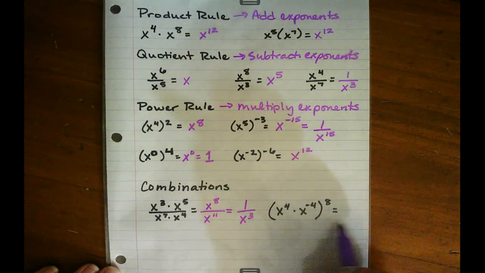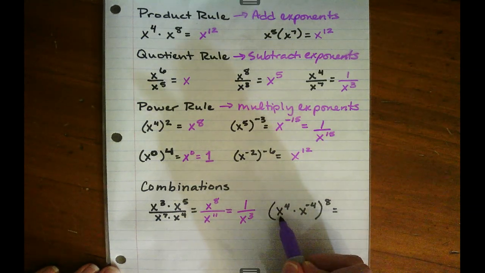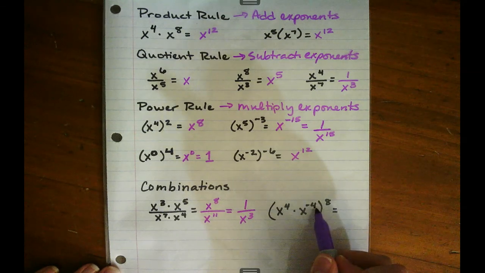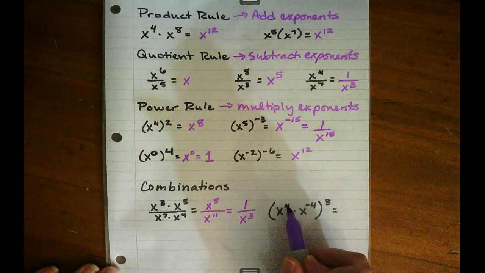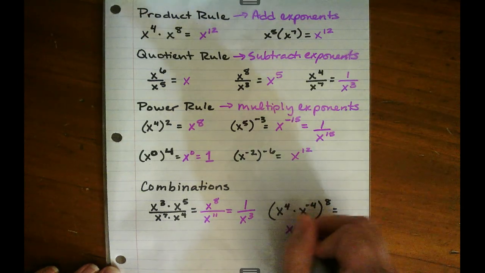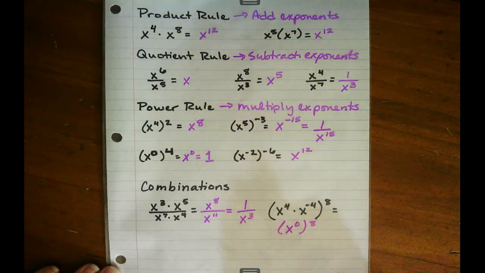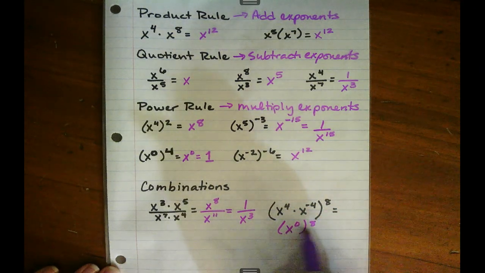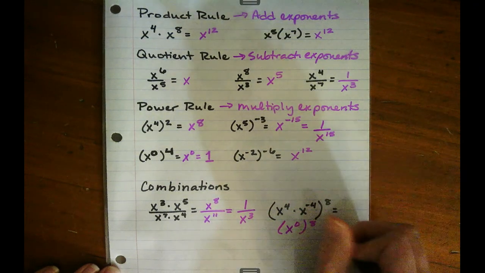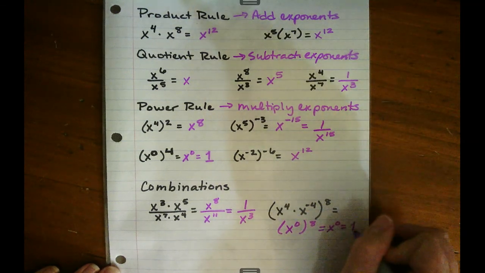Okay, this one, I don't really have enough room over there on the edge, so I'm going to write underneath. X to the 4th times x to the negative 4th. I do 4 plus a negative 4, that's x to the 0. And then this is raised to the power of 8. Again, anything times 0 is 0. So this equals x to the 0, which equals 1.